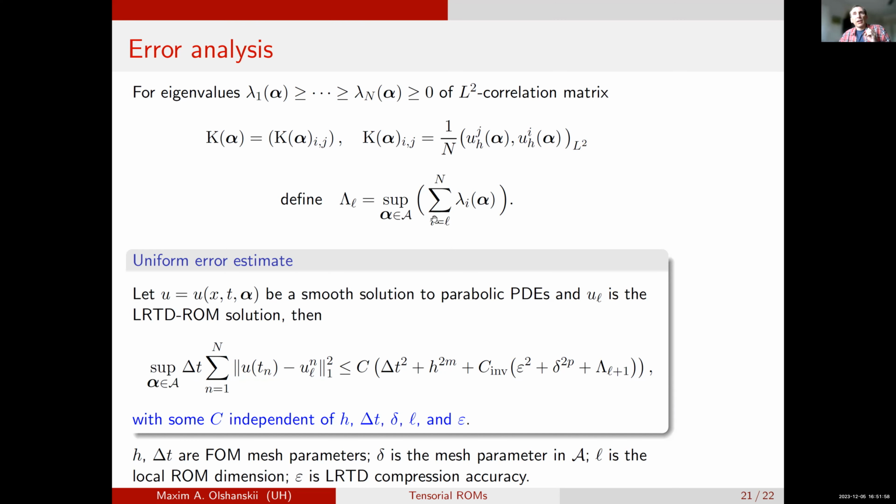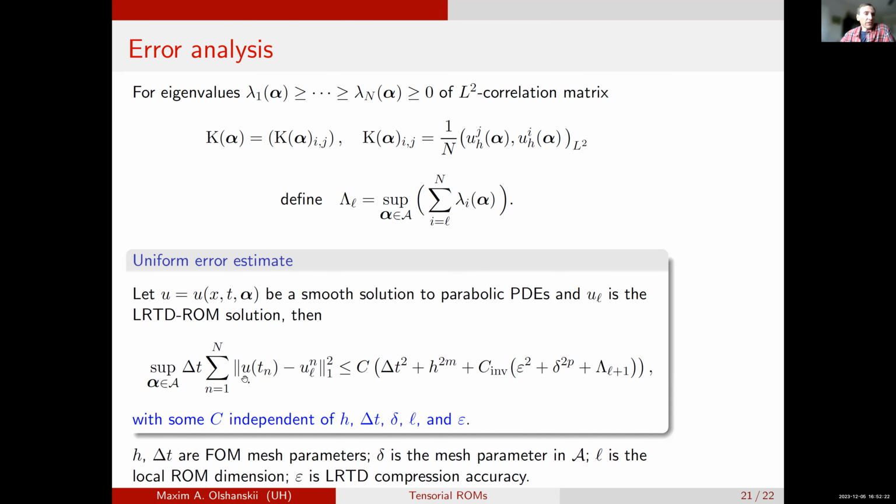And I take eigenvalues, some of the eigenvalues starting from some L. L is our reduced order dimension. And I take the supremum over all alpha. So this can be shown to be bounded. And this is the final estimate here.